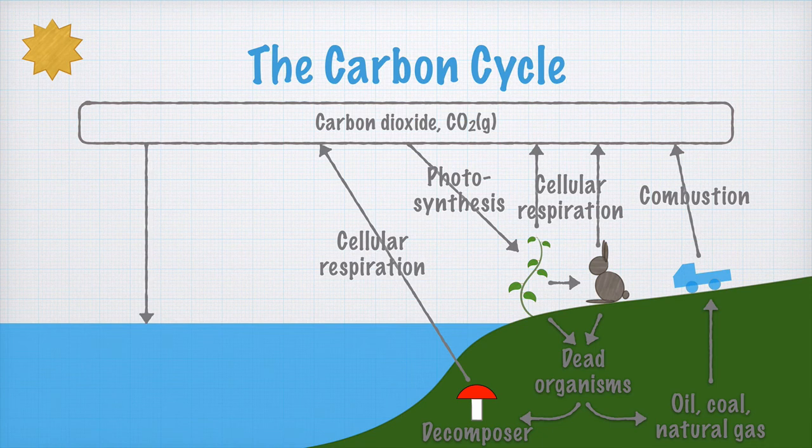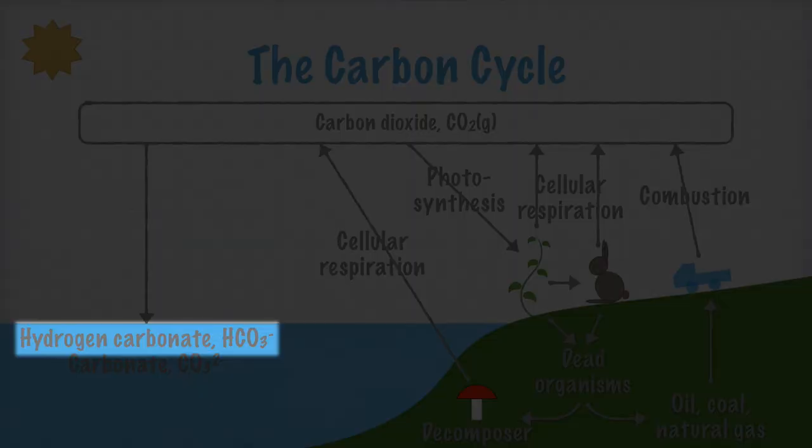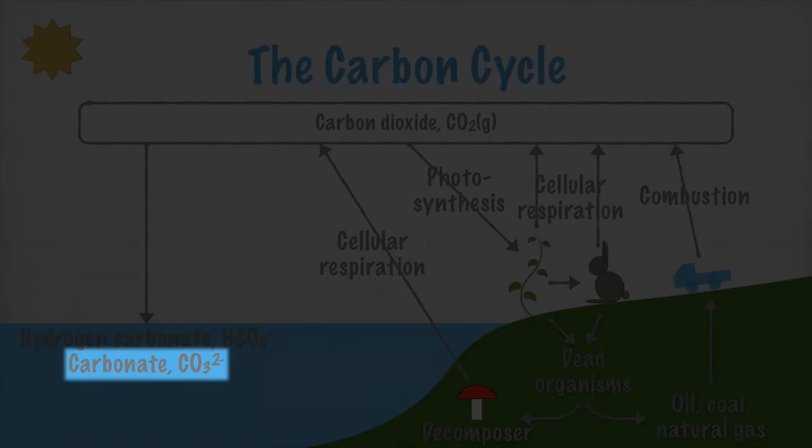But we still have one sub-cycle to study, and that's when carbon dioxide dissolves in water. When this happens, carbonic acid is formed, making the water slightly more acidic. From the carbonic acid, both hydrogen carbonate and carbonate forms. And if you have already studied some chemistry, you probably know that hydrogen carbonate is HCO3- and carbonate is CO3 2-.